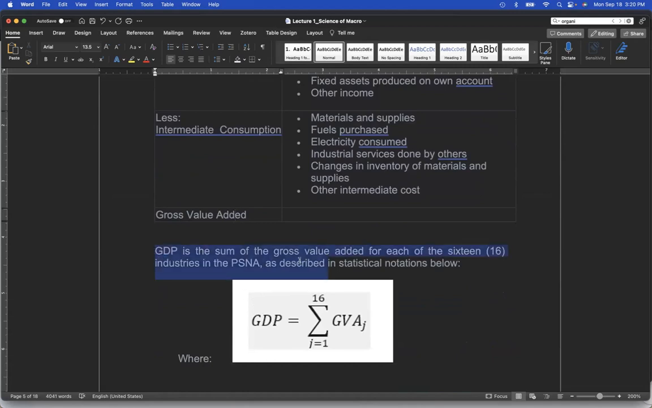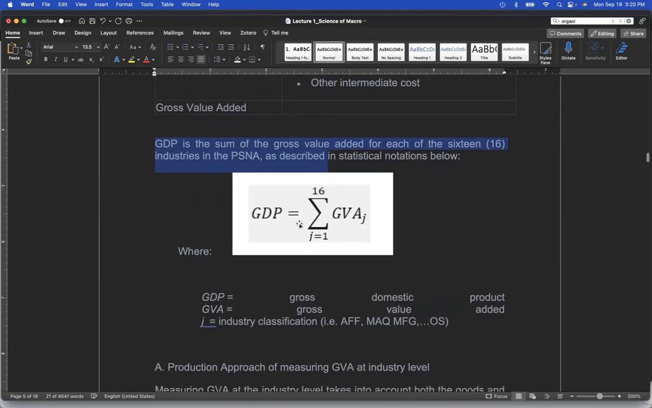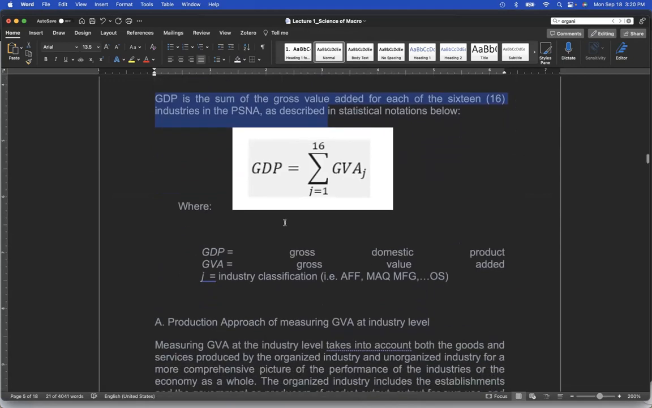And GDP is the sum of the gross value added for each of the 16 industries in the PSNA as described here. There's a list of industries, which you can take a look at in the FAQ and some other documents, which I will show you. GDP is the sum of the gross value added for the 16 industries. Okay. Industry classification.